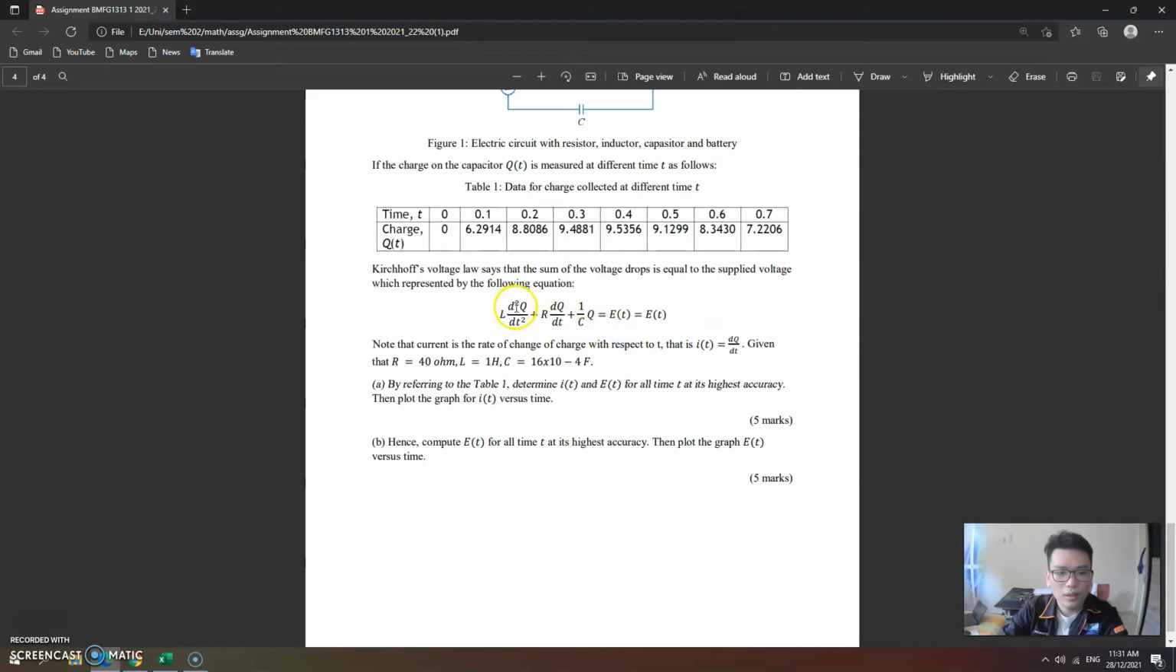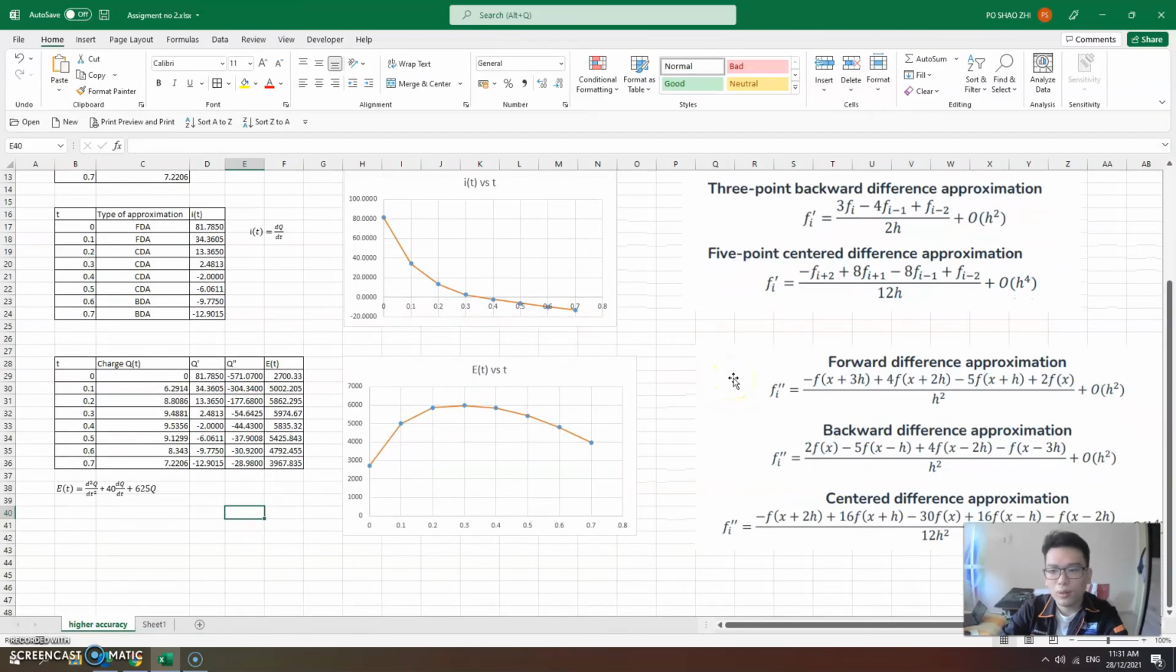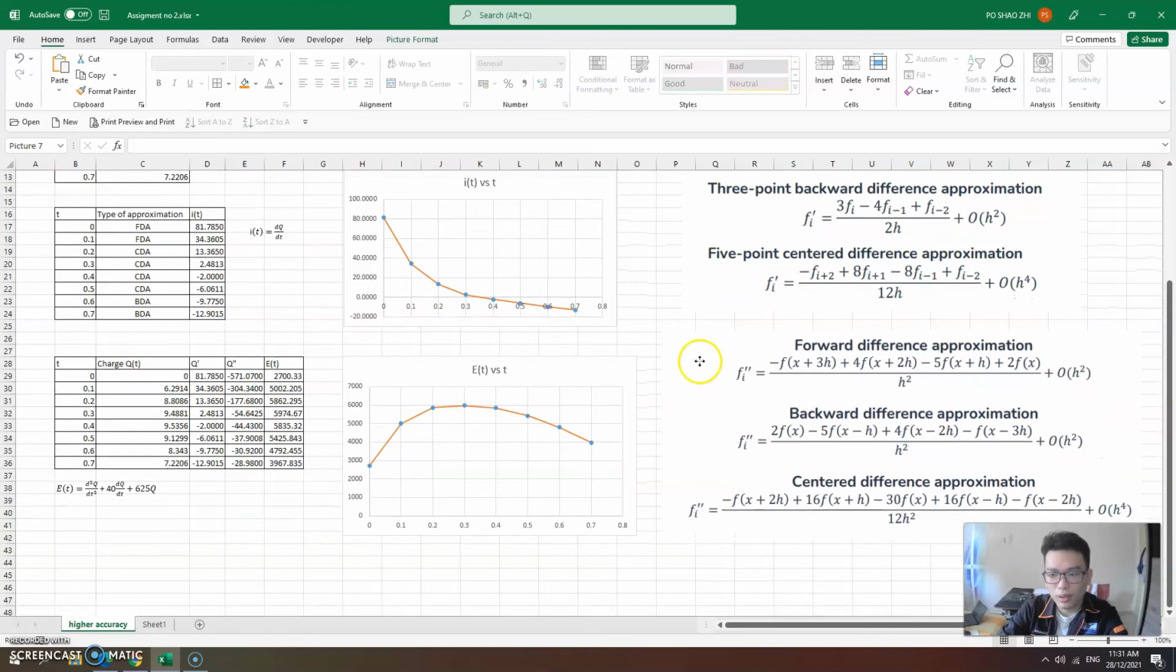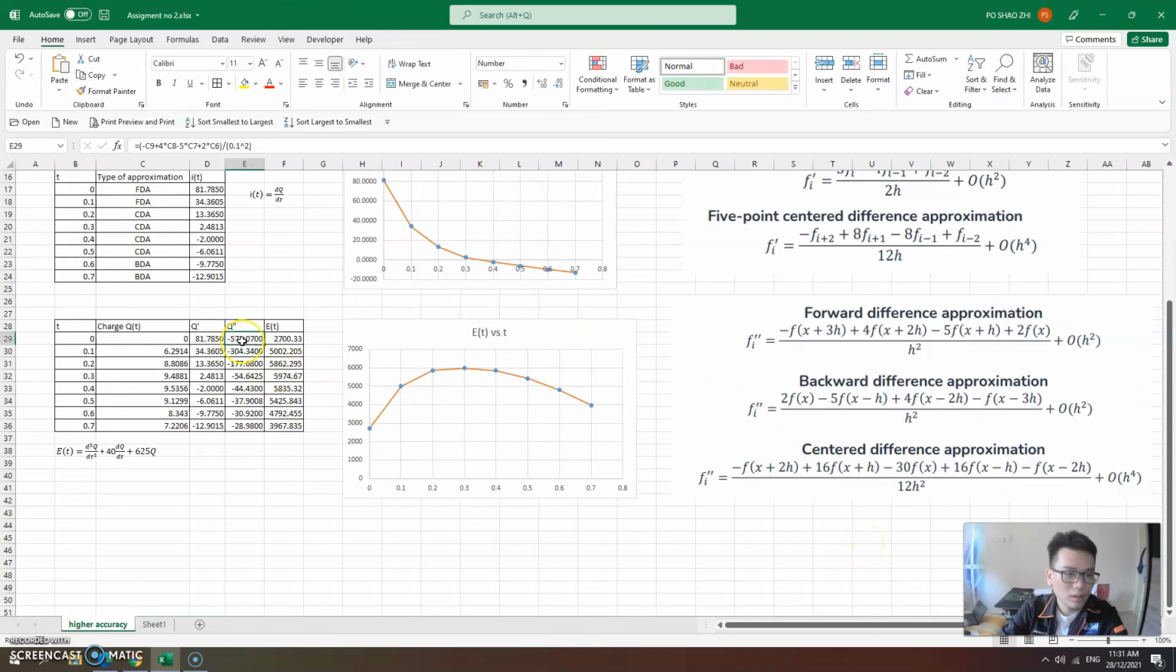Then we need to find d²q/dt². Okay, so we do a second derivative. In order to do the second derivative, it's very simple. Also follow the formula equation, the one shown in the picture here. So you can see this is d²q over dt².